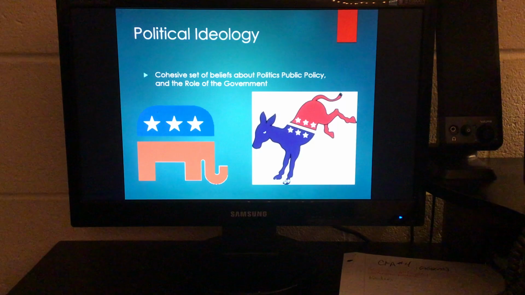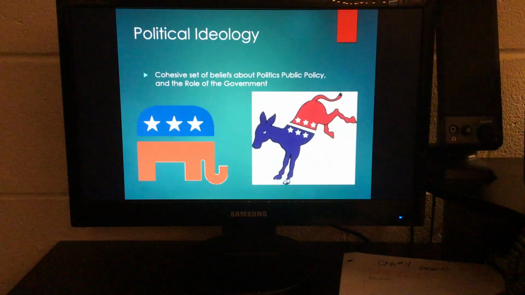So first, the definition for ideology, just so that you know, it's one of your terms on your rubric that'll be on the test: a cohesive set of beliefs or ideas about politics, public policy, and the role of the government. When it comes to that set of beliefs in America, we all kind of get put in two major boxes, the Democratic or liberal side, or the Republican conservative side. It's just because we're a two-party system. It's the way that our system works. And so we get forced into these boxes to define us.